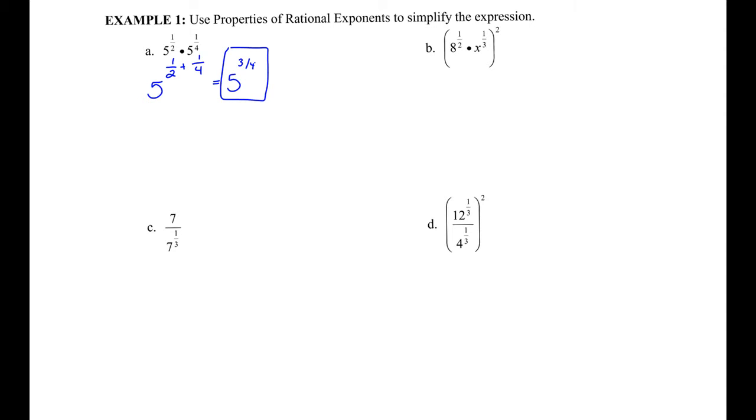For example B, notice you have different bases inside the parentheses. One is an 8, the other is an x. So we're going to start by taking the 2 and making sure that it gets distributed to both terms by multiplying. So 1/2 times 2 is just 1, so this is 8 to the power of 1. And then 1/3 times 2 is 2/3, so x to a power of 2/3.